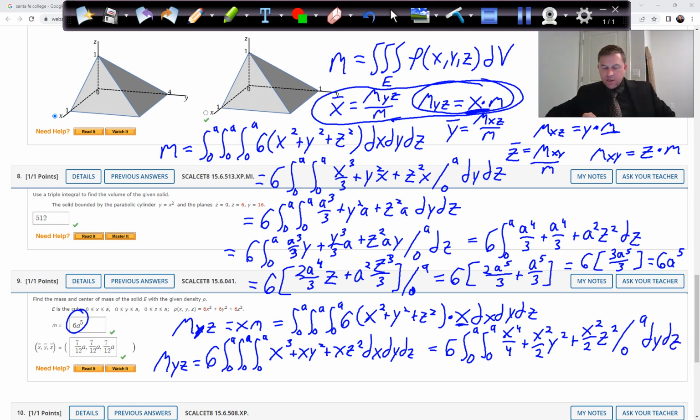But again, you're going to get a to the 4th over 4 and a squared over 2 y squared, so you're going to get a lot of constants with a in it. Now if you do this, you should get myz, and it turns out because of symmetry that all three of these are going to be the same. So myz, mxz, and mxy are all the same, and they turn out to be 7a to the 6th over 2.